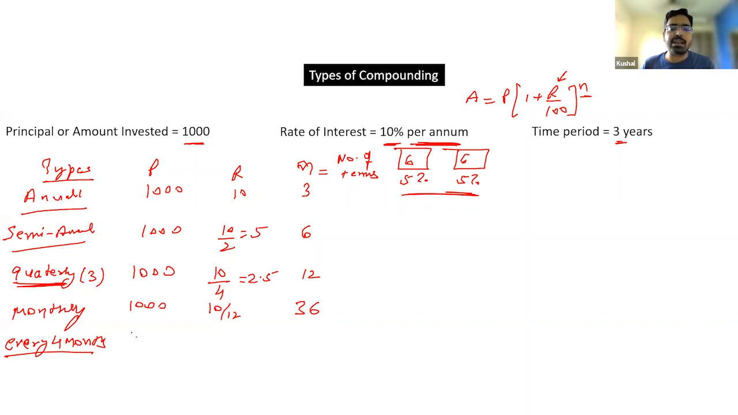Now your principal value will be what? 1000. Your rate of interest should be what? If I look at the bunch of 4 months, in 1 year, you will have it 3 times. So what will you do? You will divide 10 into 3 equal parts and you will do 10 by 3. Same way, in 1 year, you will do 3 times compounding. So in 3 years, we will do what? We will do 9 times compounding, right?